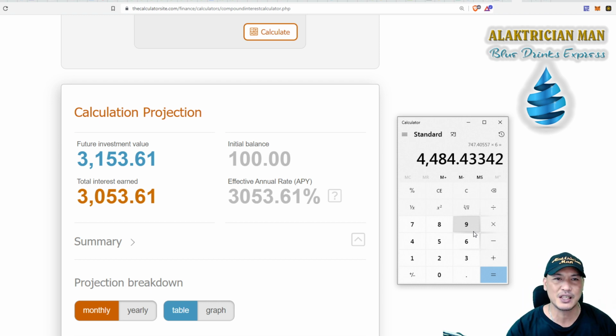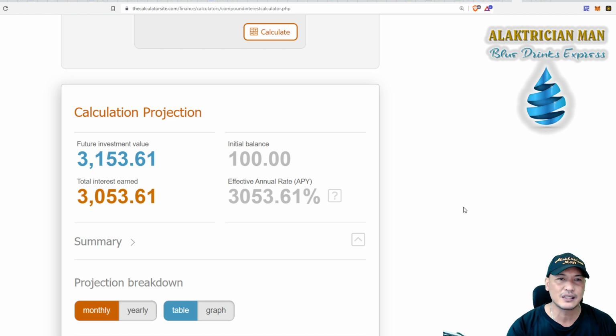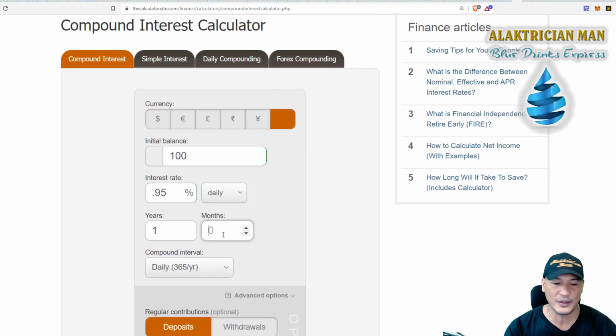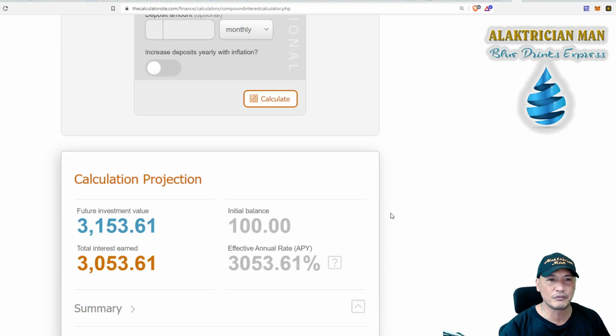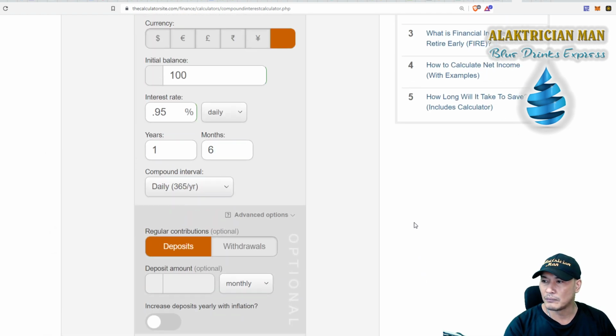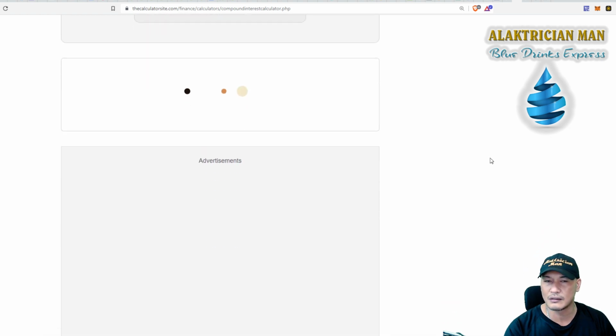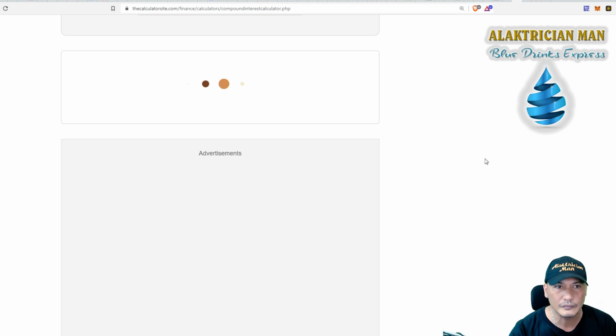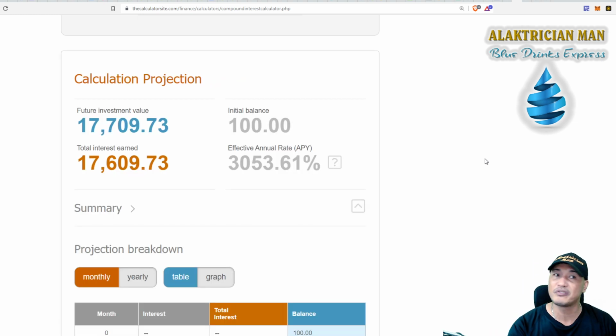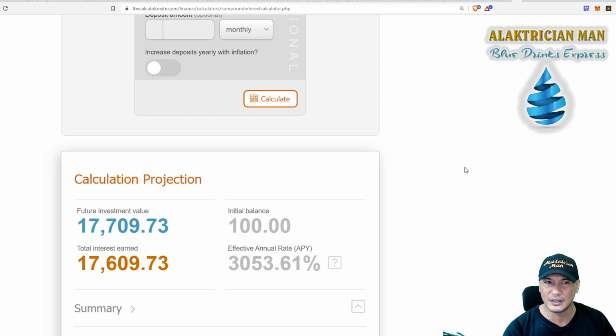So that's what it would be after 1 year. Now let's go to the next level, and let's add in another 6 months. As you can see here, we're already at 3,153 coins. You've only invested 100. So let's do it for 1 year and 6 months. The difference is actually quite amazing. So we'll do a calculation of that. From 3,153 coins, after the next 6 months of hyper compounding, that's 17,709 coins. Again, you're starting with 100.